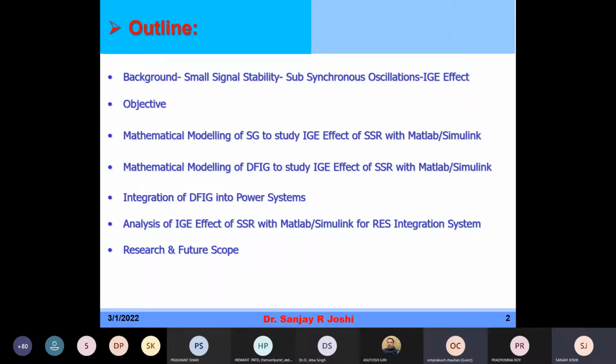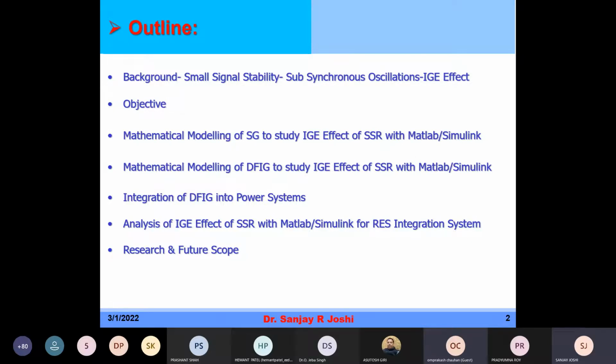Initially we will talk about the subsynchronous oscillations and the induction generator effect, and then whatever I have planned, we will discuss that. There are three main parts which I will be showing to you. That is the mathematical modeling of the synchronous generator to study the IG effect of SSR with the help of a MATLAB program and Simulink. So this synchronous generator is separately connected to the grid.